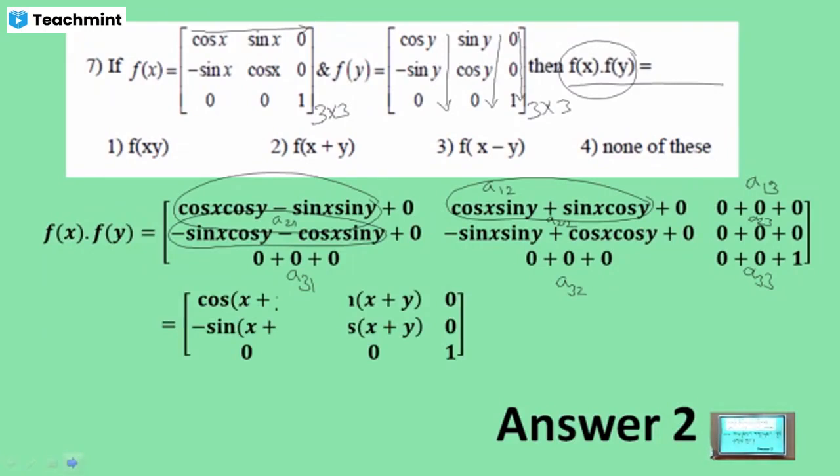What change are you observing in that? Wherever in the given function there is x or y, there now x plus y has come. So the given function f of x, or f of y, when multiplied, becomes f of x plus y. That is the second option. Hence our solution is the second option. Go to the next one.